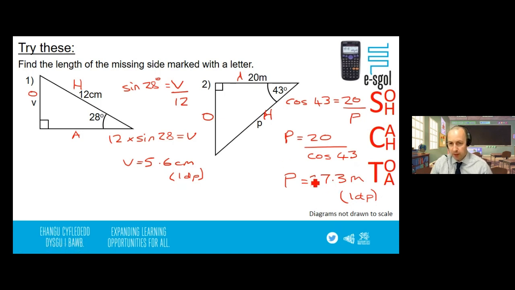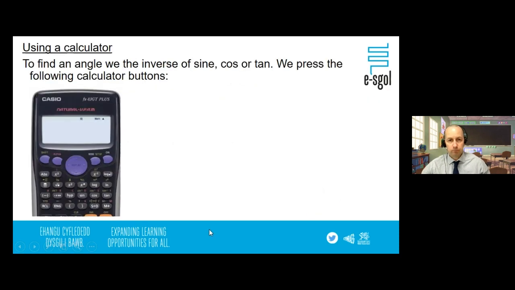Excuse my dodgy looking 2 there. It looks like a 1, but that is a 2. And if I check the sense of the question, if the adjacent is 20, could the hypotenuse be 27.3? Yes, it could. So it does match with the question.